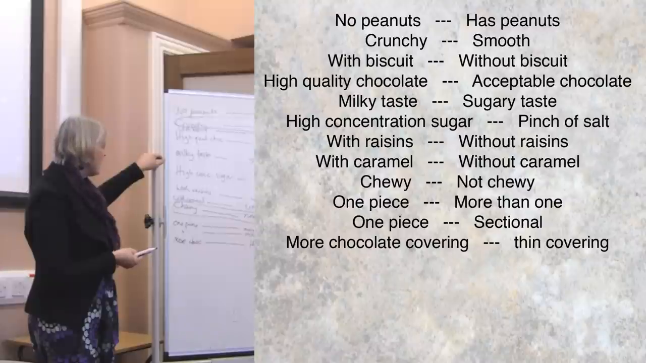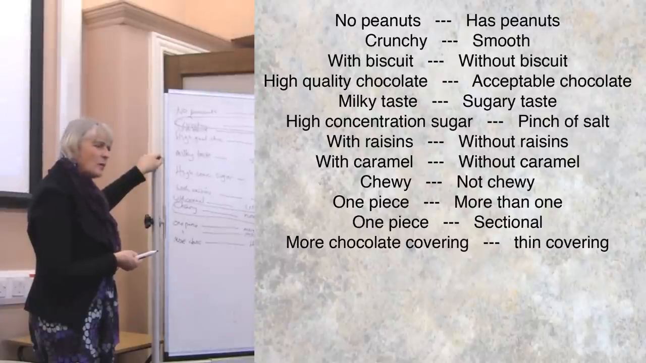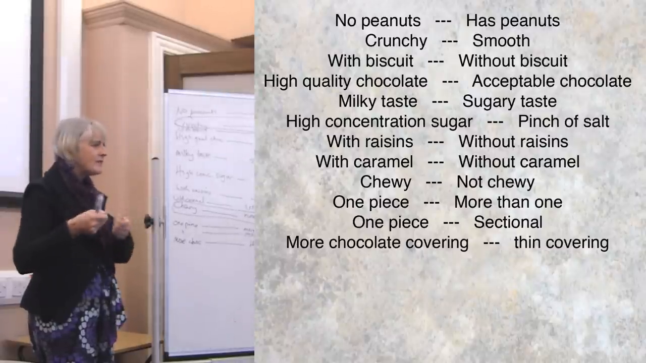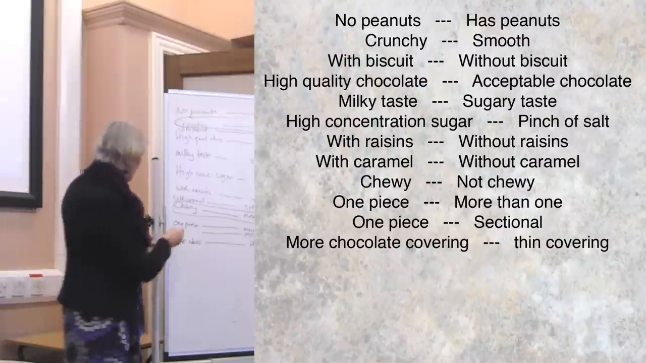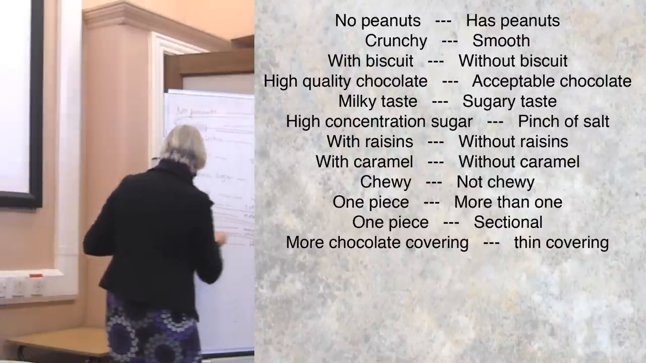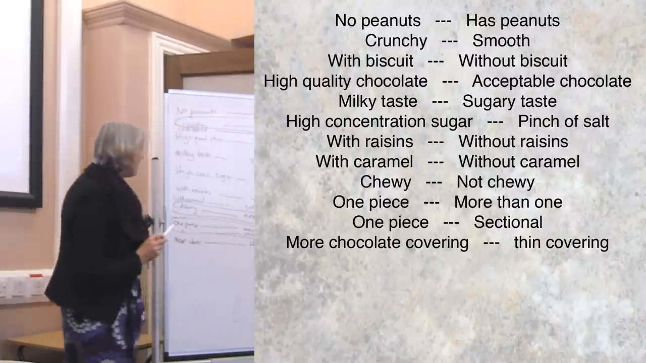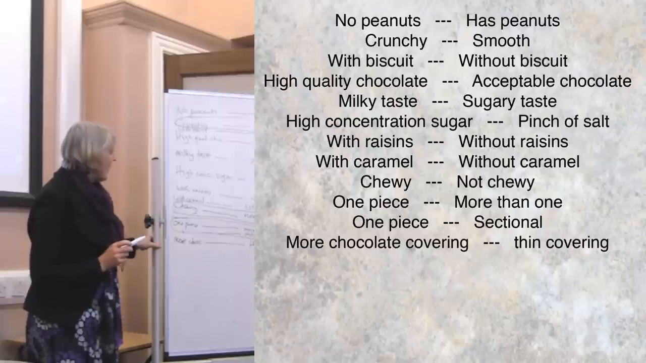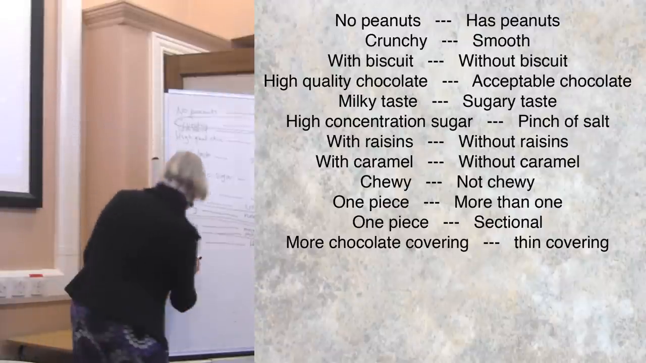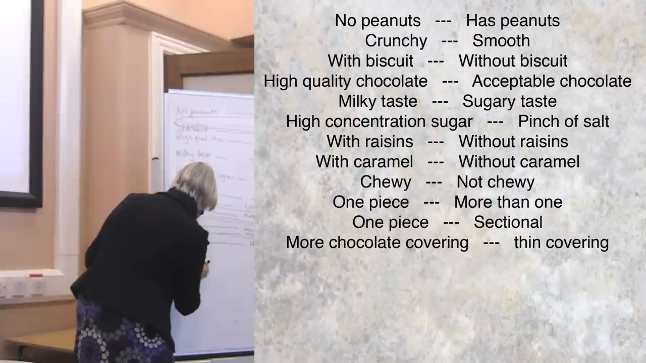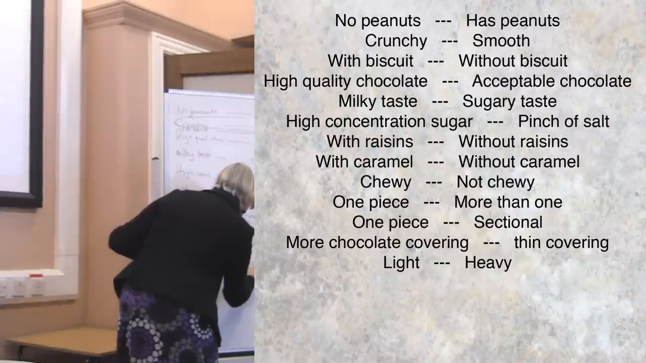Any that you could pick out that think, yes, I understand, one that's in one piece rather than sections, or does that make sense? One whole piece of chocolate rather than one that's in various bits? Okay. Have we got other... What was that one? Light versus heavy? Yeah. Okay. Light versus heavy.